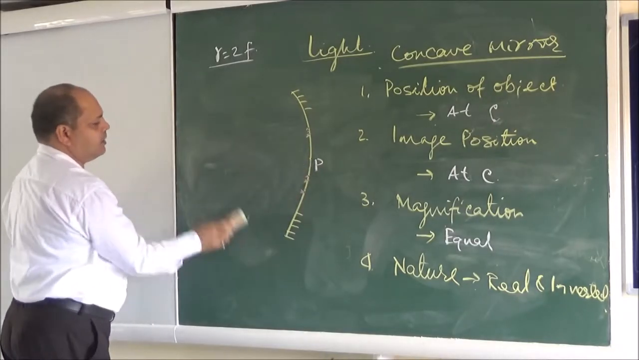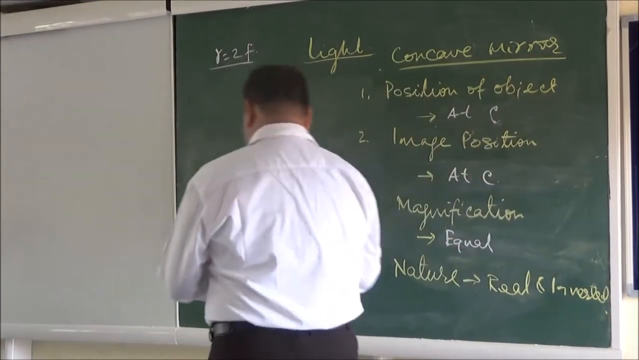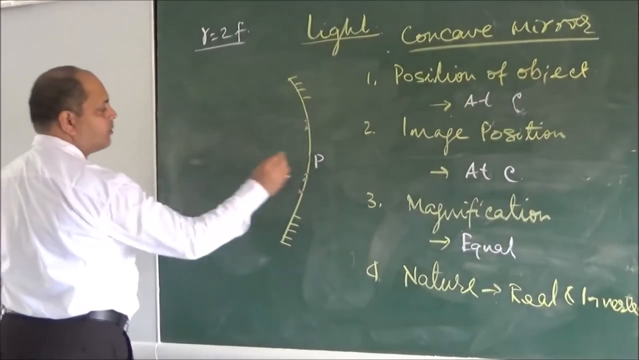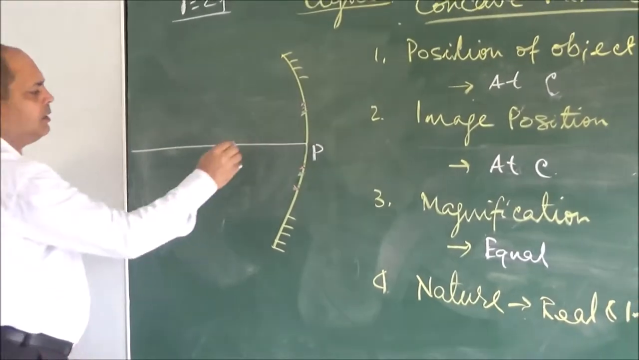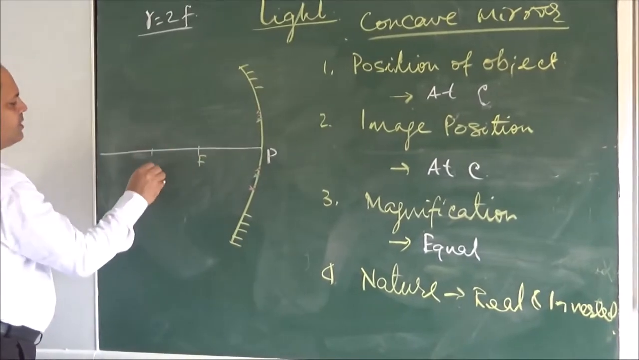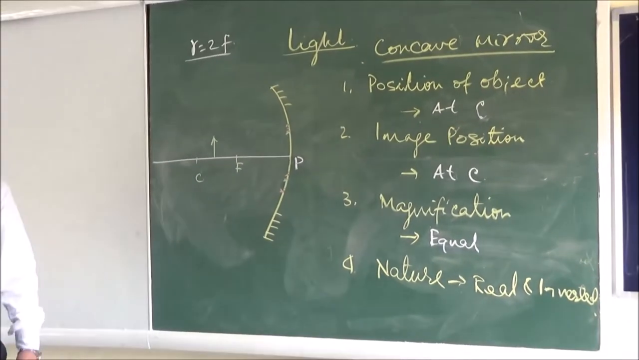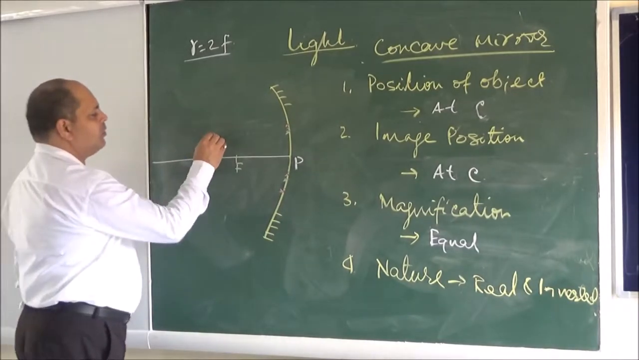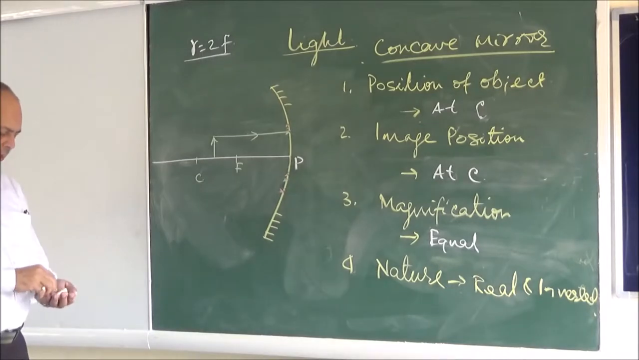Formation of images. Now the next position, we will consider the next position. This is the principal axis, this is your F, this is C. Now let us consider the object in between F and C. So what will be the image, where the image will be formed?